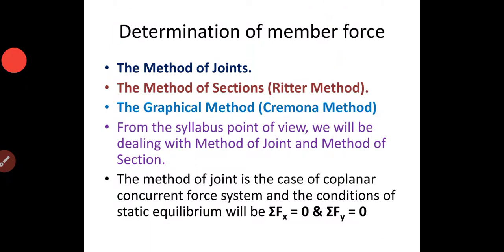Now, determination of member force. There are three methods: the method of joints, the method of sections, also called the Ritter method, and the graphical method, also called the Cremona method. From the syllabus point of view, we will be dealing with the method of joints and the method of sections only. The method of joints is the case of a coplanar concurrent force system, and the conditions of static equilibrium will be summation Fx equal to 0 and summation Fy equal to 0.